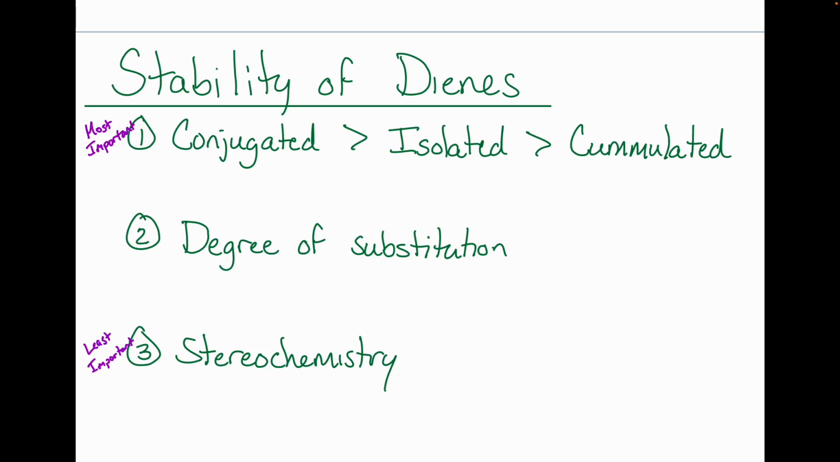All right, so let's do this. We're going to pick up where we left off last time, which was talking about the stability of these dienes here. And the most important factor is what we covered last class period, the classification of these dienes as either being conjugated, isolated, or cumulated.